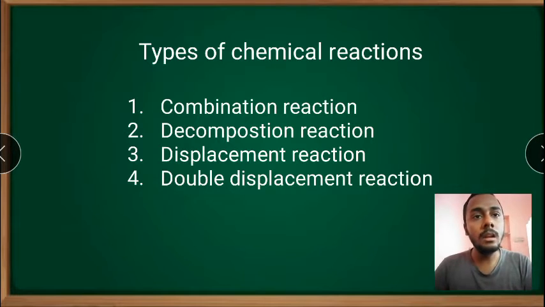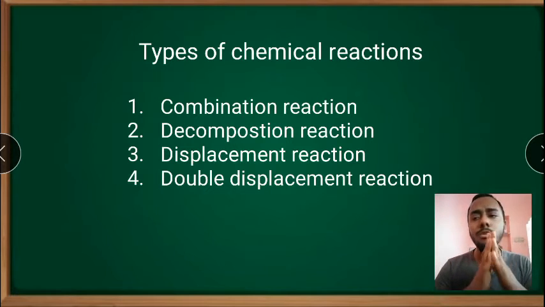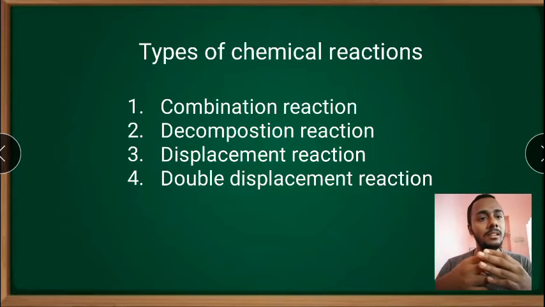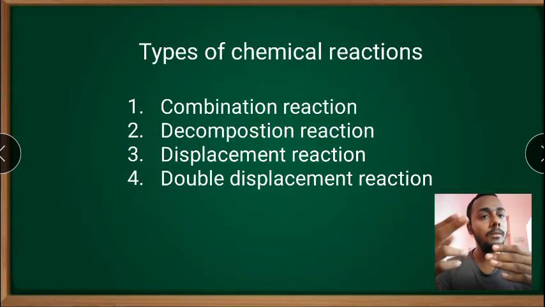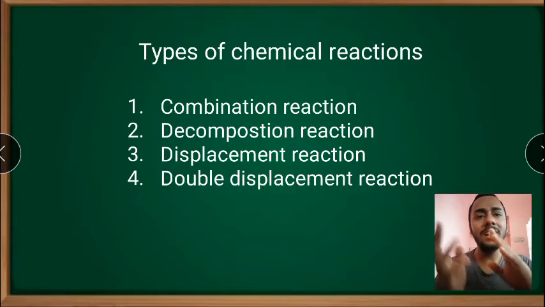Now let's see what the different types of chemical reactions are. There are 4 types of chemical reactions given below: combination, decomposition, displacement, and double displacement. For scoring good marks, you need to know at least 2 sentences for each reaction. That is, describe each reaction in 2 sentences, and also know 1 example for each.